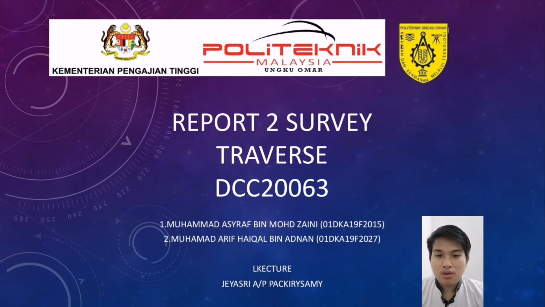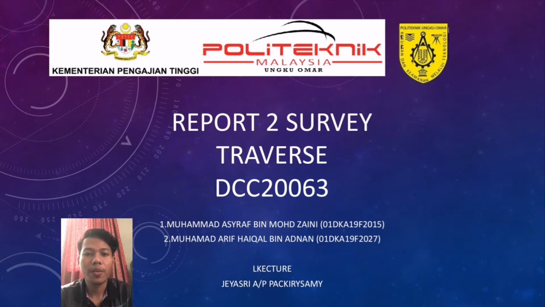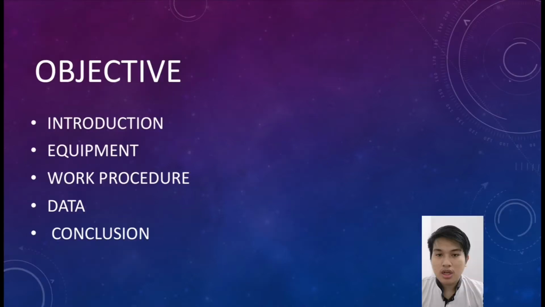Today, I want to present a report on traverse survey. My name is Muhammad Ashraf bin Muhammad Zaini, matric number 01DKA19F2015. My name is Muhammad Arif Rika Biadanan, matric number 01DKA19F2027.